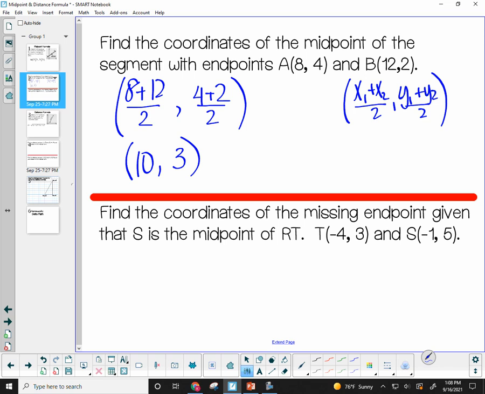Questions on that one? It's pretty straightforward. The math isn't complicated, right? Kind of nice, a nice change from last chapter.